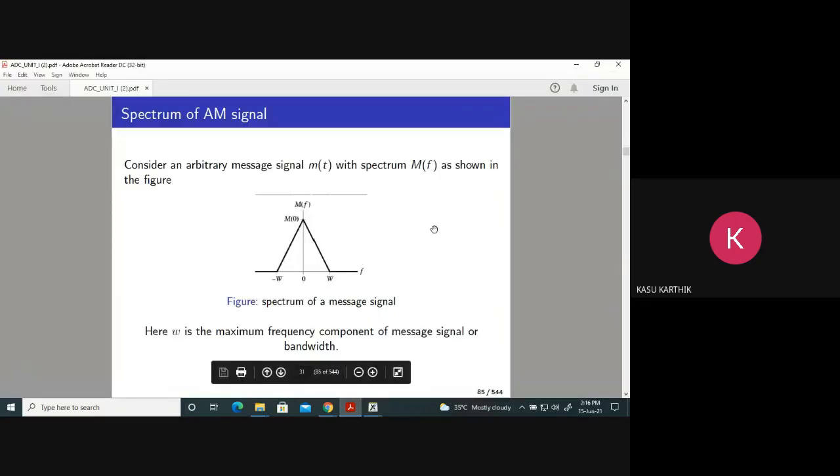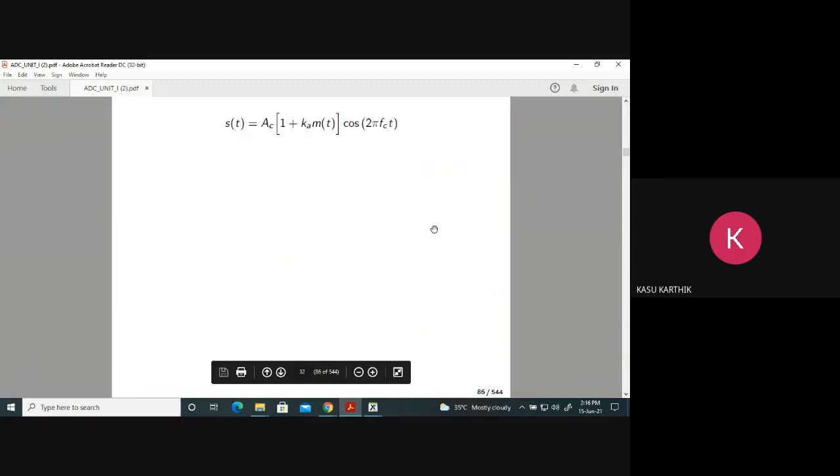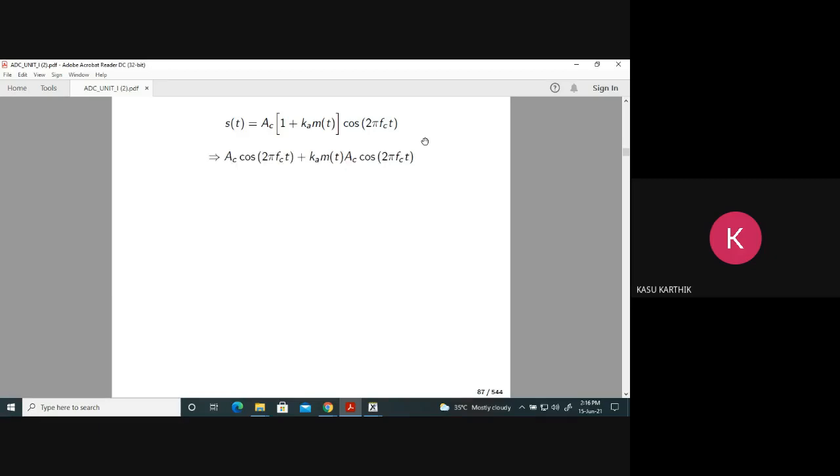Now, let us get into our AM. This is the AM signal. To get the spectrum, you should take the Fourier transform. Now, this is what I have divided into two parts: Ac cos 2 pi fct plus k m of t Ac cos 2 pi fct, that is c of t plus k m of t c of t. Are you following or not?